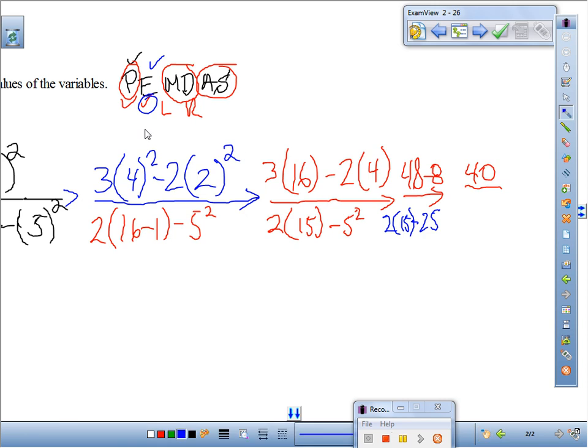So, do we have multiplication and division? We're going from left to right. What is 2 times 15? 30 minus 25. So then, what is addition and subtraction from left to right? This is 5. And what do we have in the numerator? 40. What is 40 divided by 5? 8.